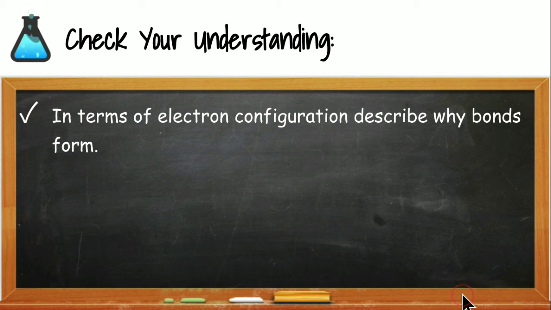So by now, you should be able to describe, in terms of electron configuration, why bonds form.